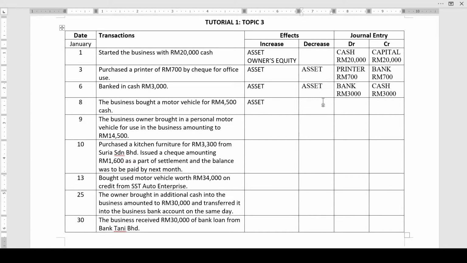Okay, so now to record. Increase in asset, asset increase is a debit. Which account is to be debited? This asset increase just now relates to which item? It relates to the motor vehicle. So debit motor vehicle.